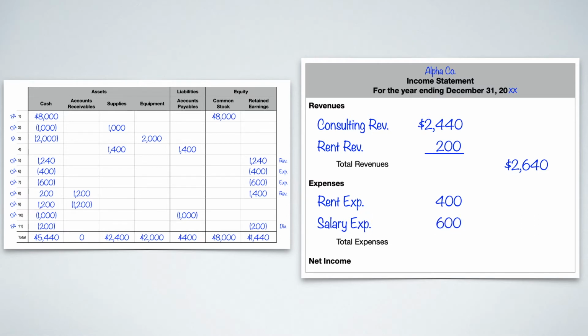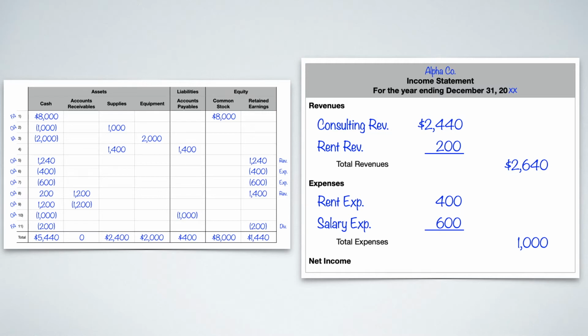Notice both of these numbers are positive on my income statement, whereas we had them negative on the chart. That's because we're looking at it specifically from expenses, not from retained earnings. The expenses went up, but the retained earnings went down. That's why they were negative on the chart. If we add these two expenses up, that's going to give us a total expense of $1,000, which again, we pushed out to the side for the total expenses.